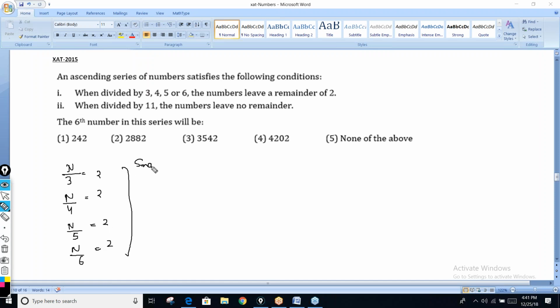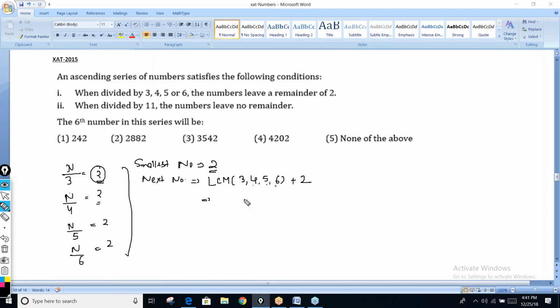So the smallest number which leaves the same remainder is the remainder itself. The smallest such number is the remainder itself, 2. 2 when divided by 3 will leave remainder 2. 2 when divided by 4 will leave remainder 2. The next number you will get after adding the LCM. Normally in books, this number is given as the smallest number. This is not the smallest number. This is the second smallest number. That is the next number. The smallest number is 2.